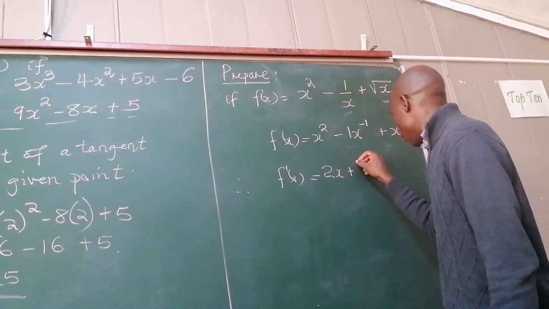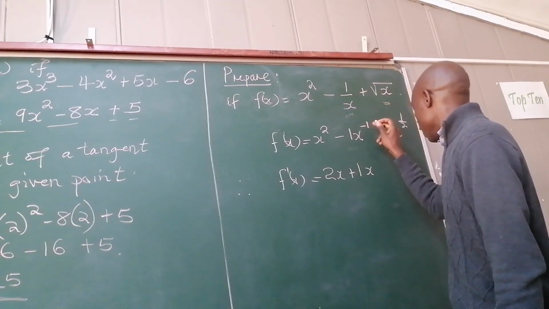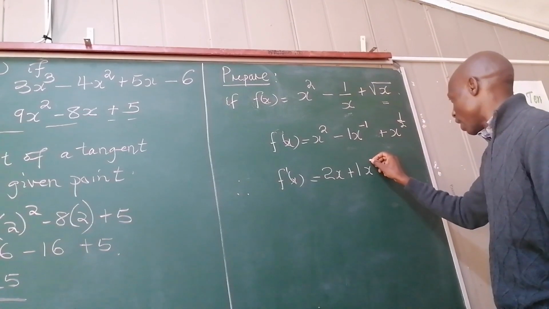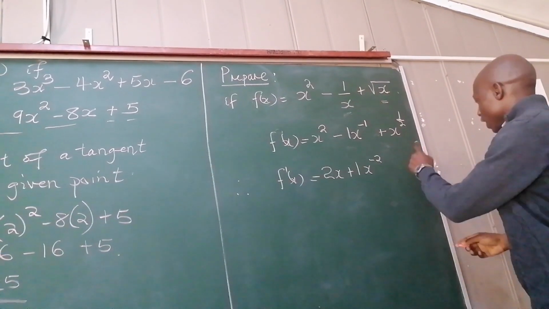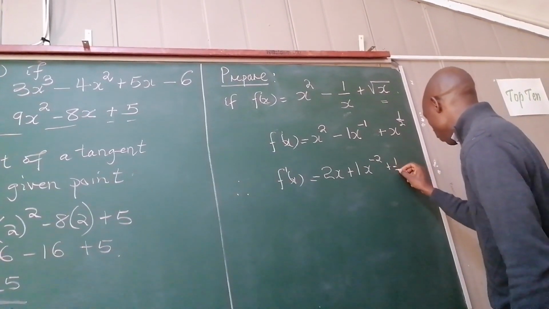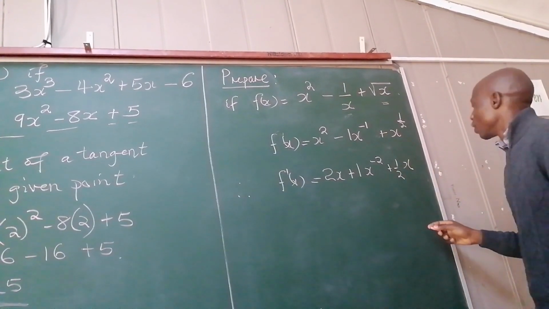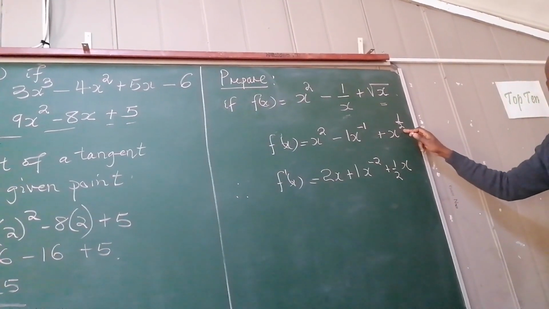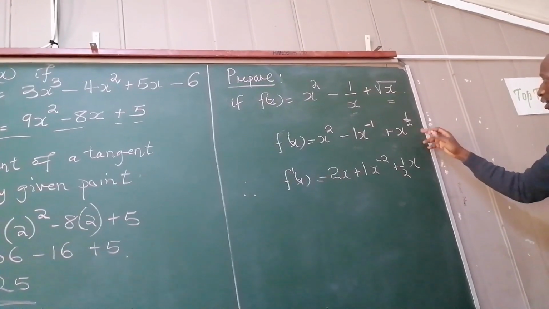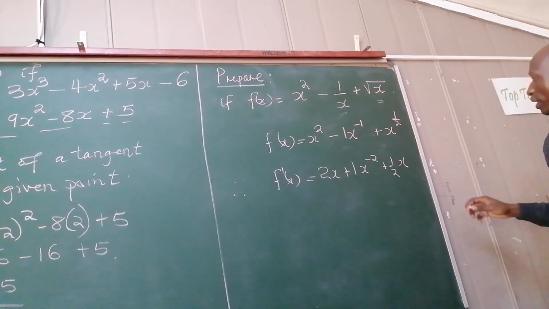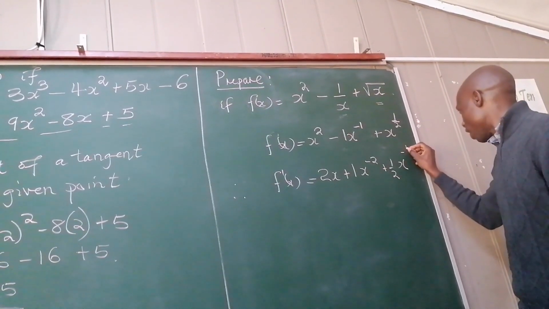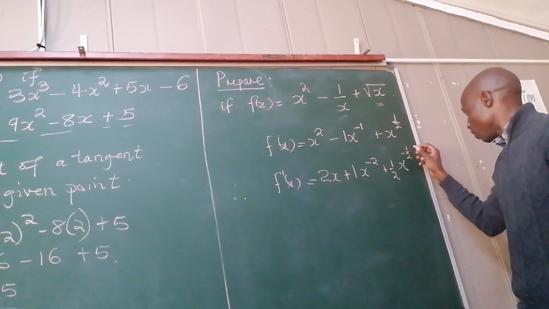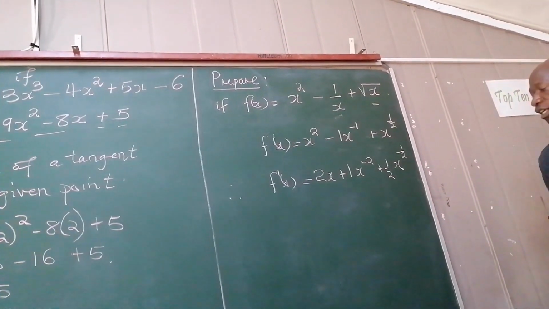So plus 1 x to the power negative 2, this is minus 1 minus 1, that is negative 2. And then here plus 1 over 2 x to the power. Normally when you deal with fractions, you can even write 1 over 2 minus 1. This is going to give you negative 1 over 2. If they are more complex, you can even write the stages as you go down.